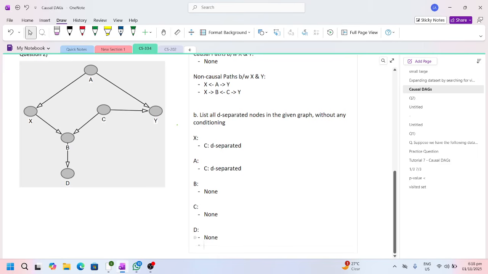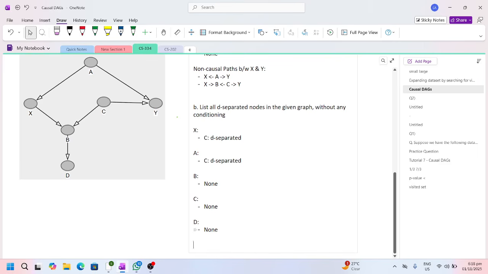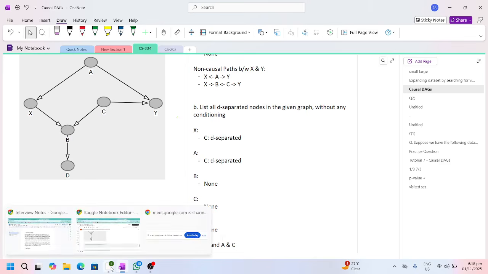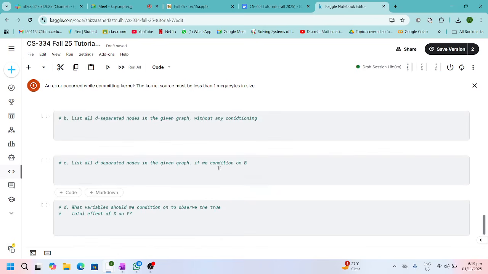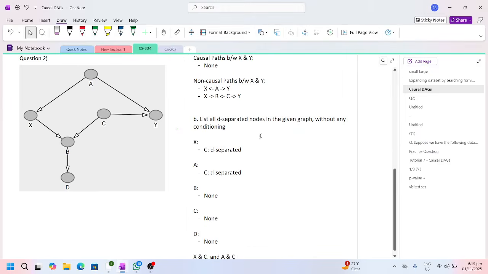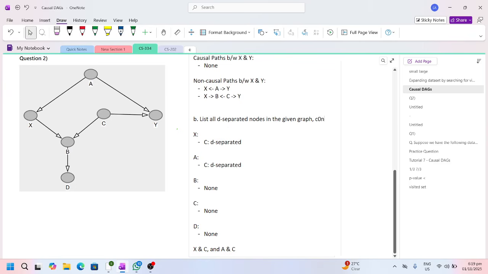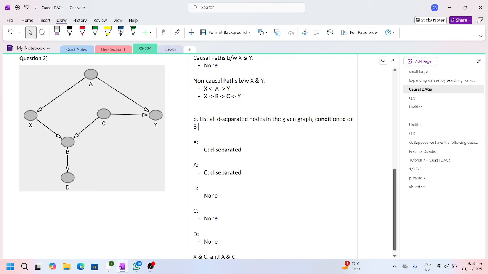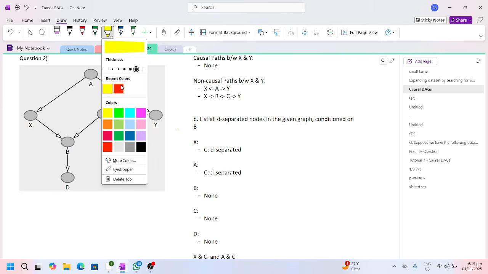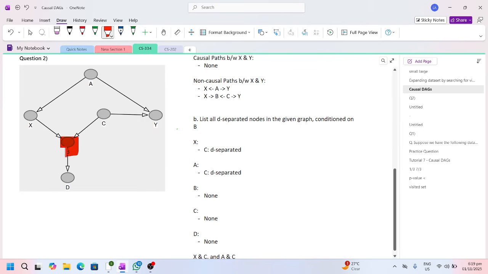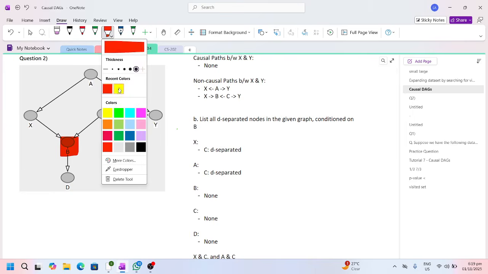So when you are listing all the d-separated nodes, these are the pairs that you will list: X and C and A and C. These are the nodes that are d-separated by default. Now, let's try and list all the d-separated nodes if you condition on B. So we block B. We are gonna block B over here. We're fixing the value of B.